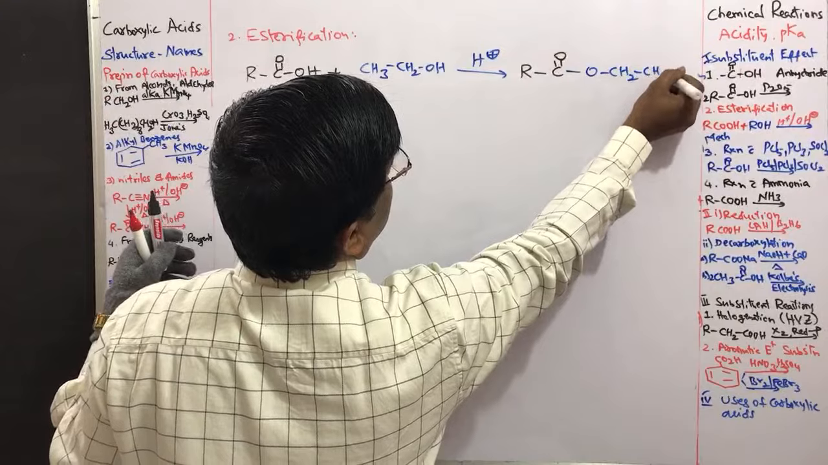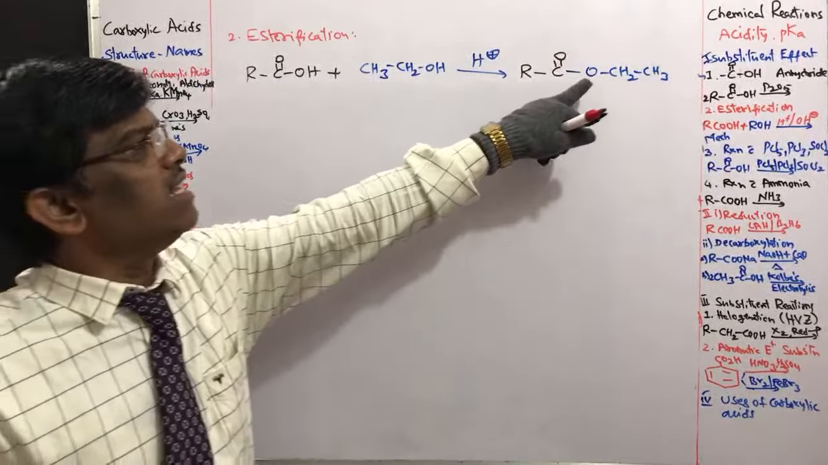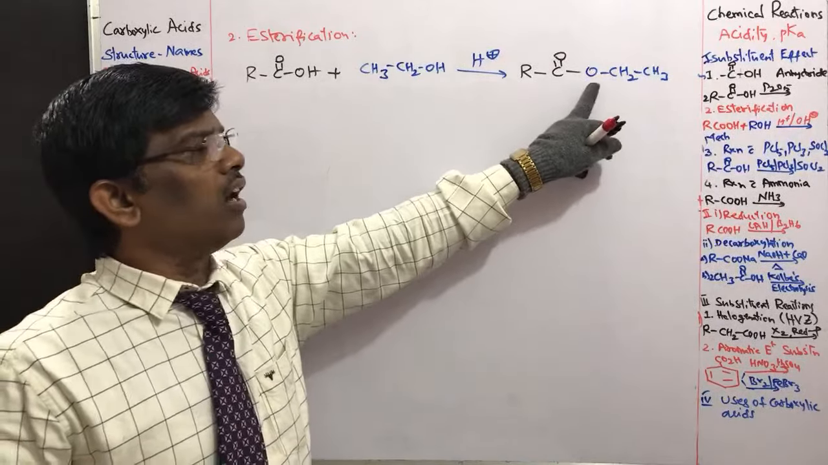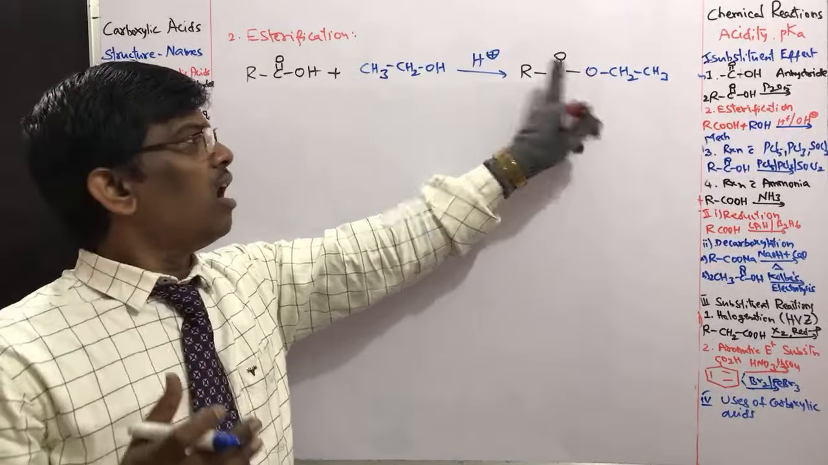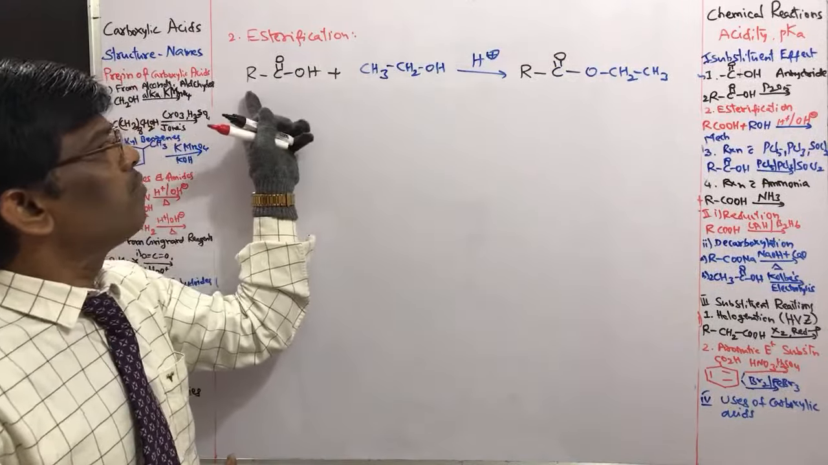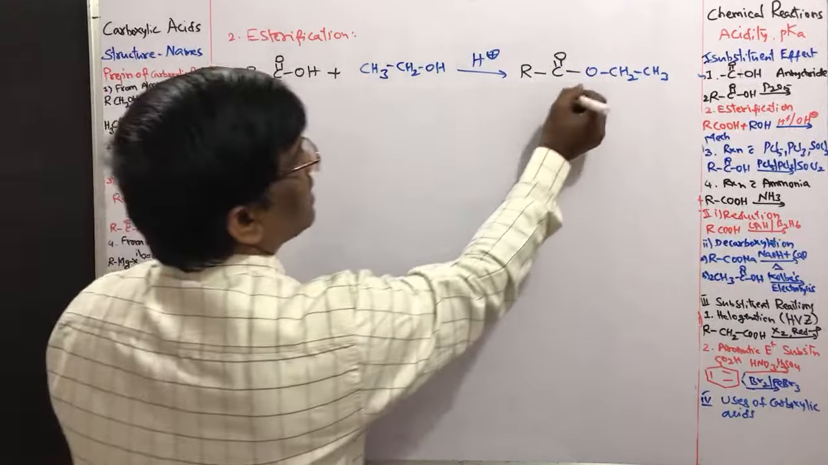This is the key point. So oxygen is coming from alcohol. Oxygen is coming from alcohol. During cleavage, this oxygen is going with alcohol, and this oxygen is coming from the alcohol part. This is ester.